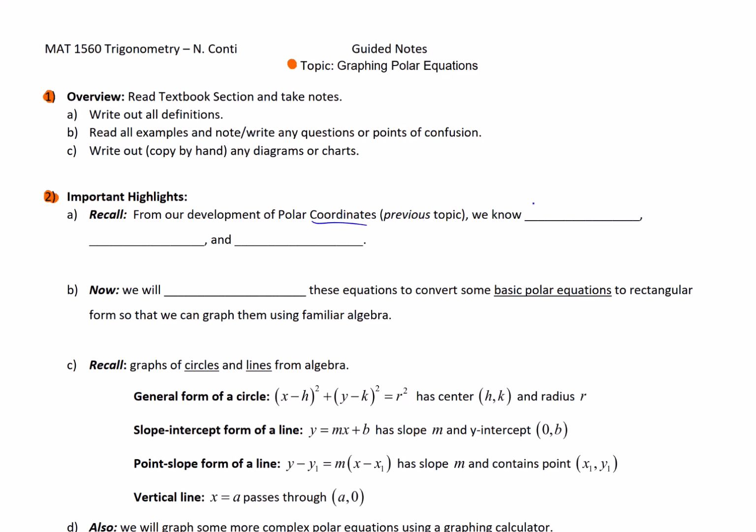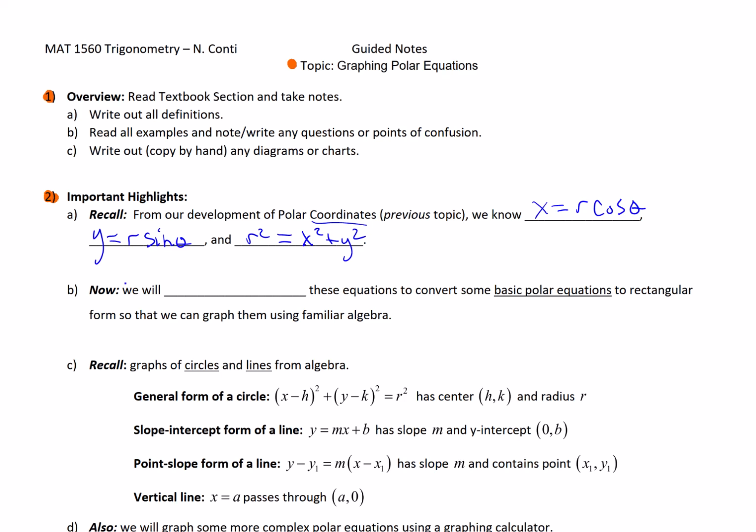We know that x equals r cosine theta. We know that y equals r sine theta. And we know that r squared equals x squared plus y squared. Hopefully those look familiar, again, based on the previous topic.